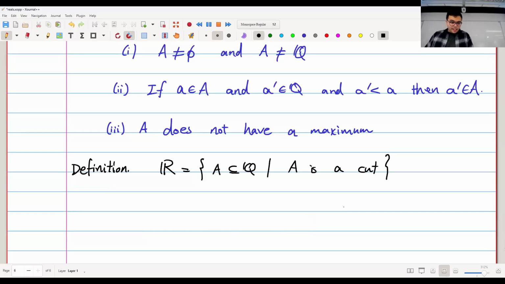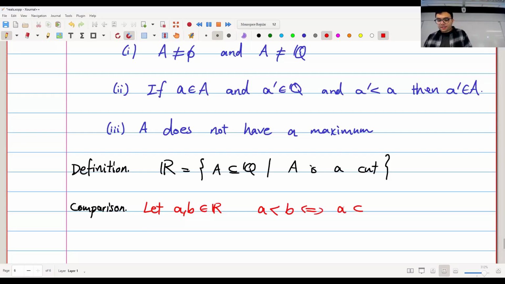Now, here's the next one. So let's do comparison. Let A and B be real numbers. When do we say that A is smaller than B? I say that A is smaller than B if and only if A is a subset of B. Again, we're back to the same game that we had with natural numbers.